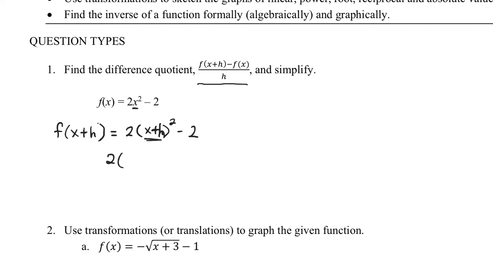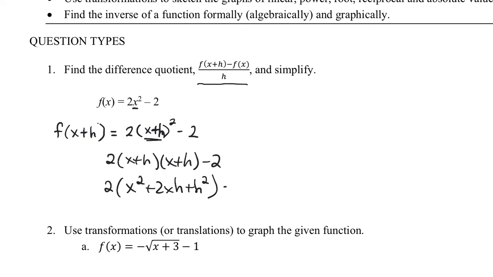So 2 times (x plus h) times (x plus h) minus 2. So the x plus h multiplied by x plus h is x squared plus 2xh plus h squared. Don't forget about that minus 2 at the end. And then distribute the 2.